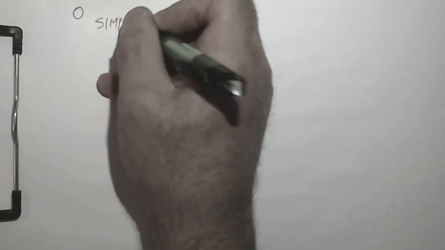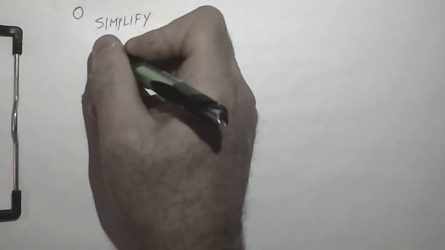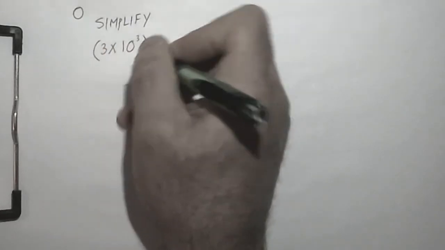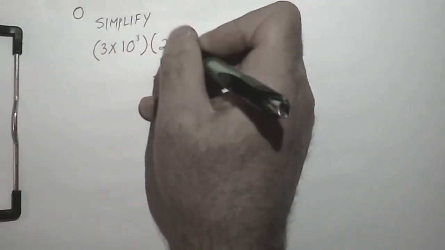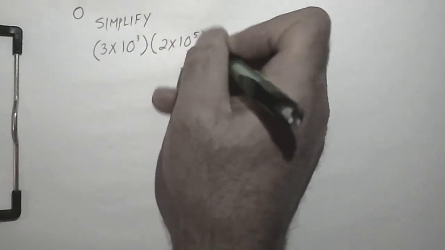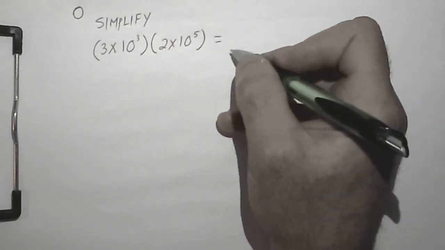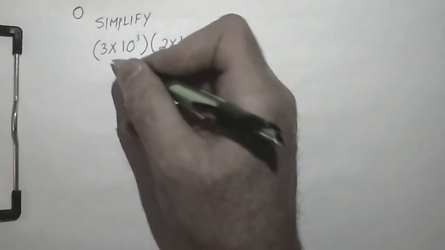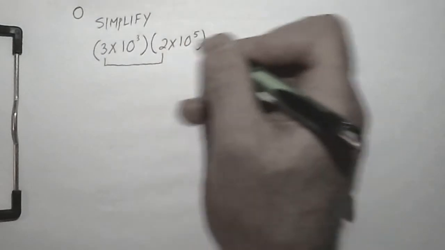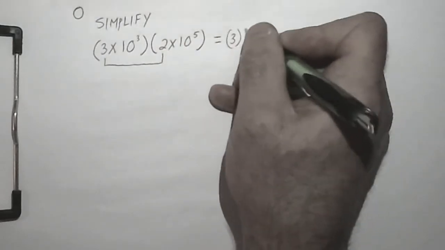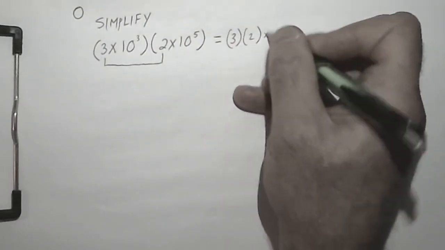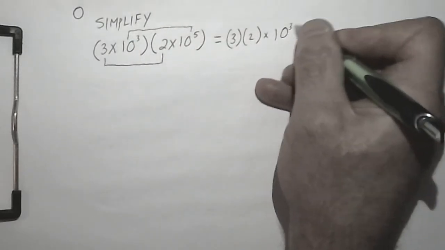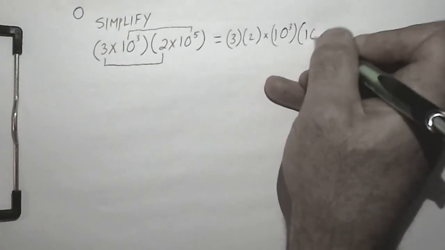So let's try to simplify the product of these two numbers that are in scientific notation form. 3 times 10 to the third power multiplied by 2 times 10 to the fifth power. To multiply numbers that are in scientific notation form, we have to basically multiply like bases together. So the 3 will have to get multiplied by the 2 times, and then the like bases of 10 have to get multiplied together. So 10 to the third power has to get multiplied by 10 to the fifth power.